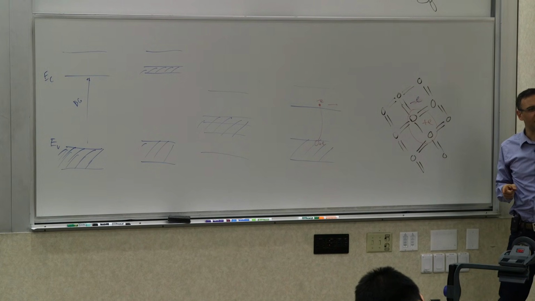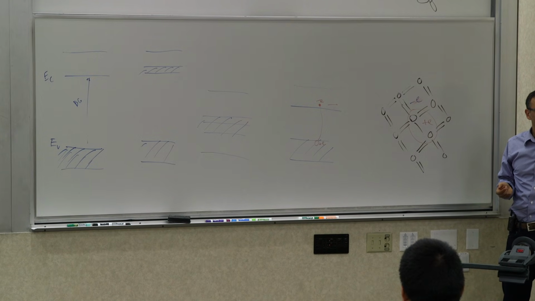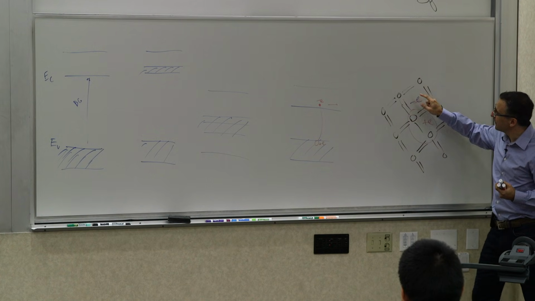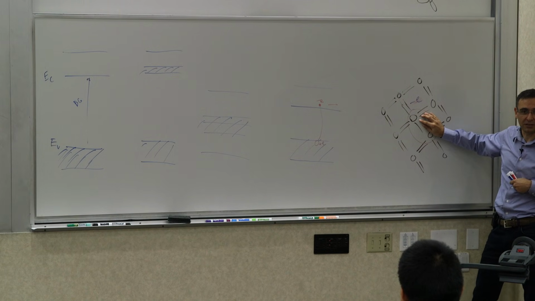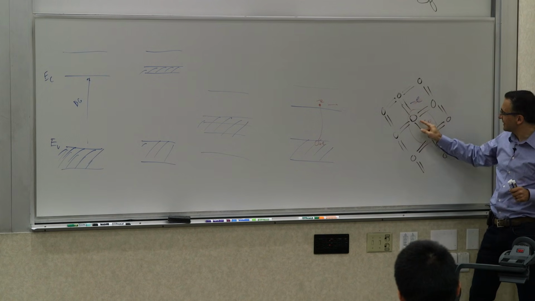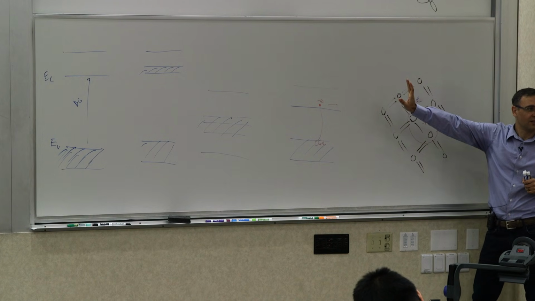How can this hole move around? You say, wait a second, this is a broken bond. How can it move around? It does. How does it move around? If a free electron comes in, it can form a bond, so they will both disappear. That's a recombination process, which we'll talk about in a second. But even in the absence of a free electron, this thing can move around.